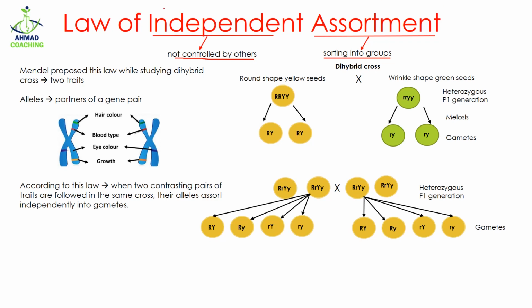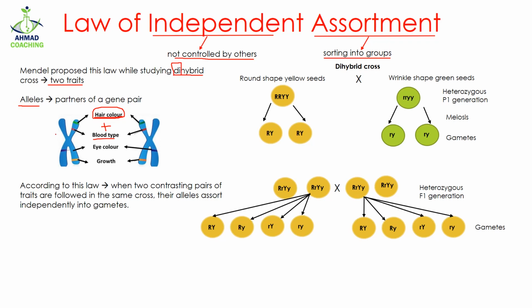Now here the assortment means that if you are studying a dihybrid cross, dihybrid means that you are studying 2 traits. For example, I am studying that a person has a hair color and a blood type. So I am studying a dihybrid cross. If I study just the hair color, then I am studying a monohybrid cross. But if I am studying hair color and blood type together, it means I am studying a dihybrid cross, or 2 traits. So Mendel proposed this law of independent assortment for the alleles of a dihybrid cross.